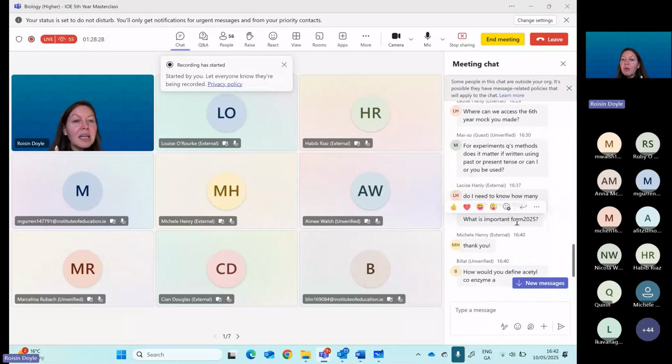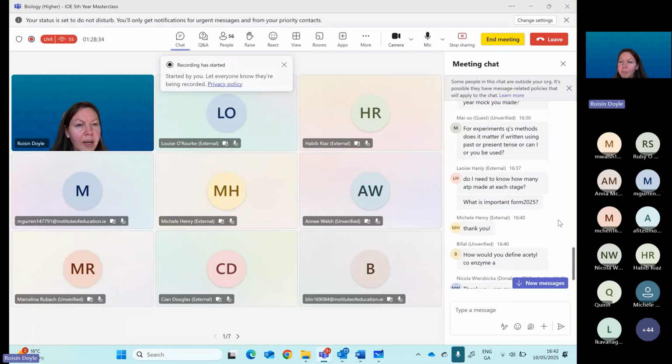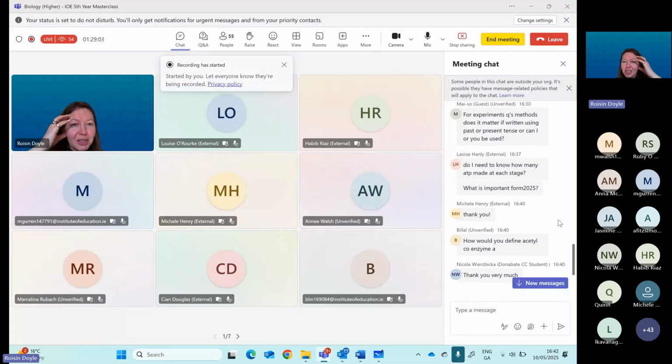Yes, Leisha, great question. Do I need to know how many ATP are made at each stage of respiration? Technically, you do, Leisha. Very quickly: in stage 1 there are 2 ATP made, and in stage 2 of respiration there are 36 ATP made. You're welcome, Michelle.